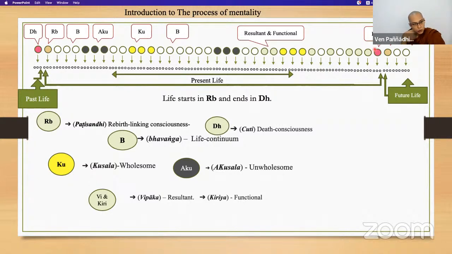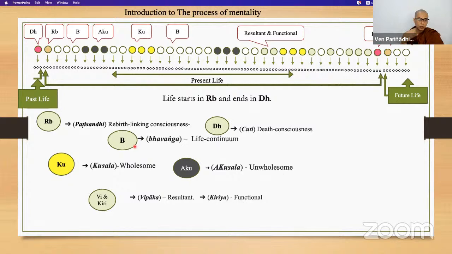Okay, between rebirth linking, the first moment, and death, the last moment, what happened? Let's see. Just after rebirth linking, there are specific moments of Bhavanga. Here, Bhavanga is the life continuum. Then rebirth, death, and Bhavanga are the same types of consciousness in the same life.